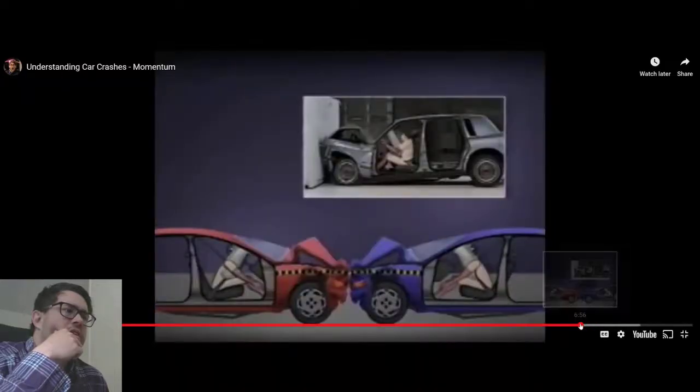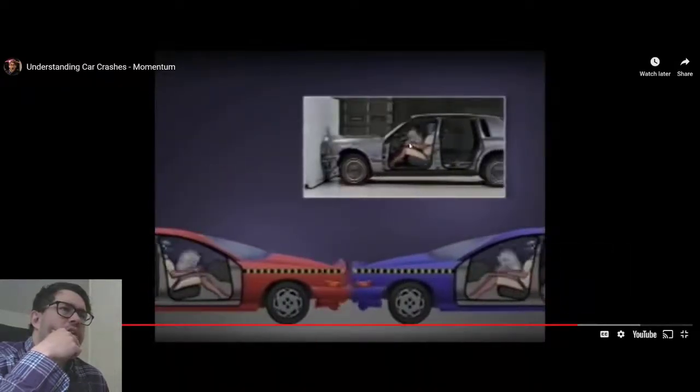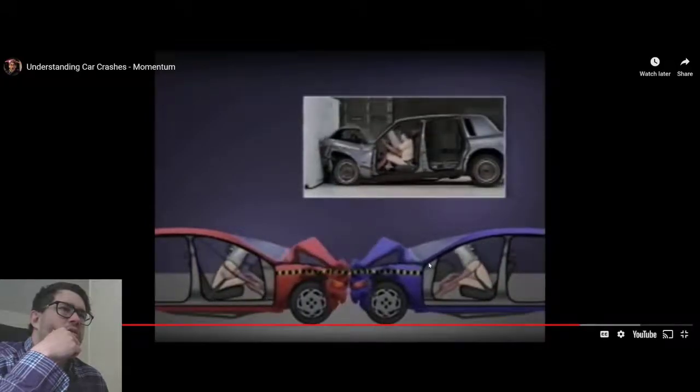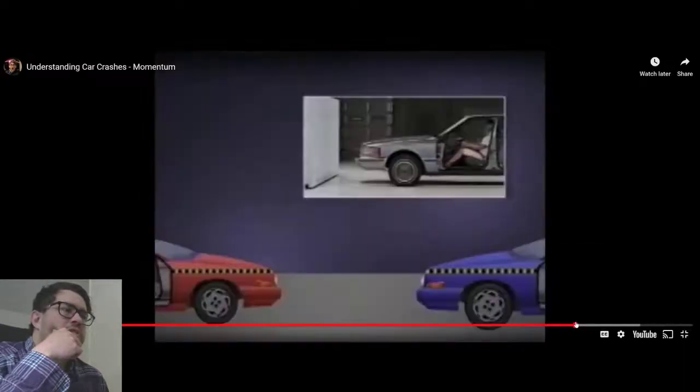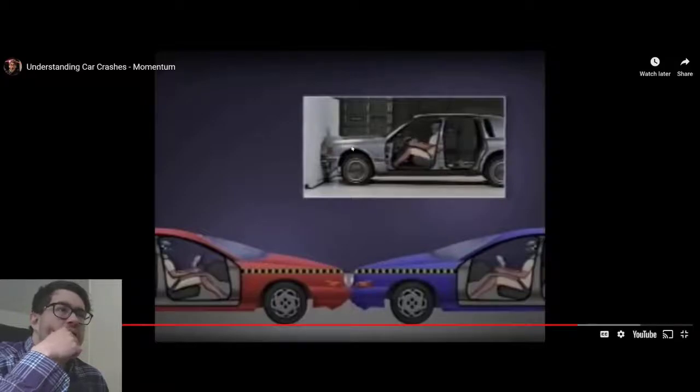So they were just saying it was the same crash. You can see how it reacts the same way as a single vehicle crash into a rigid barrier. Basically, if you hit another object and you both go at the same speed, which is what's happening, it's the same as hitting a wall.